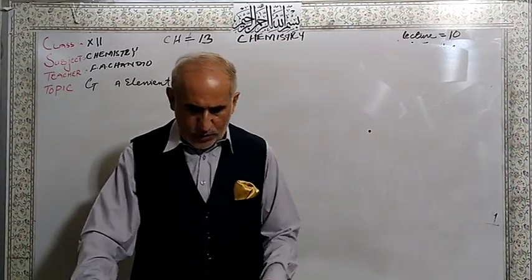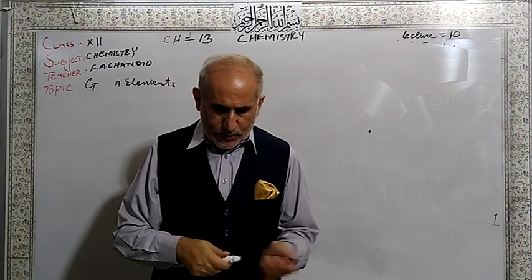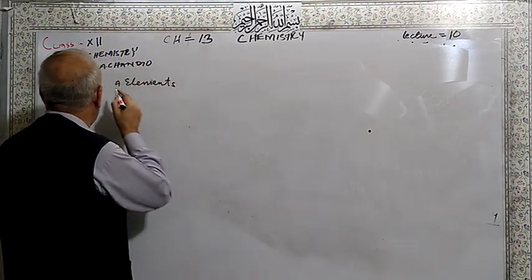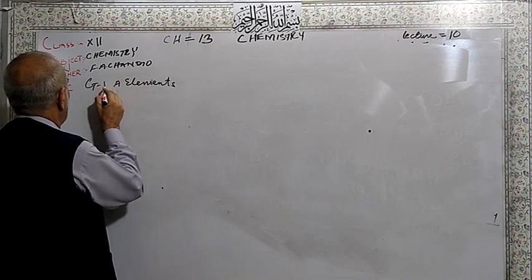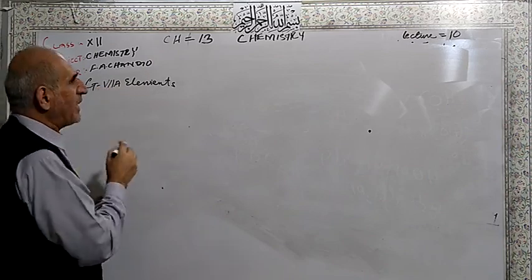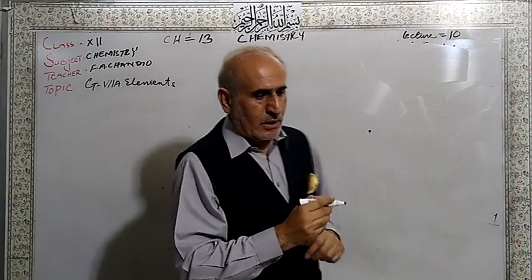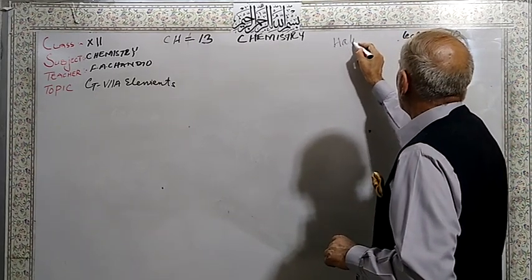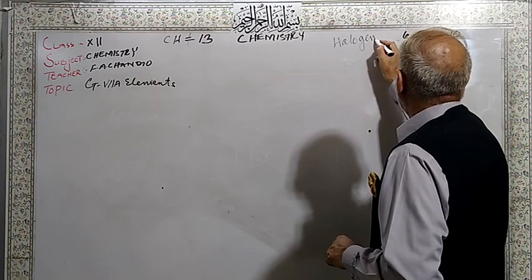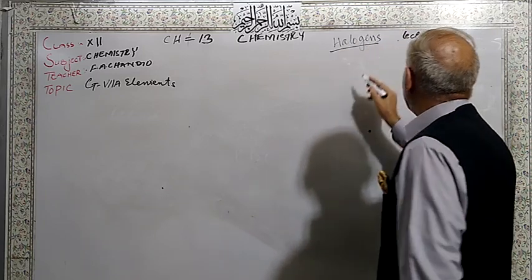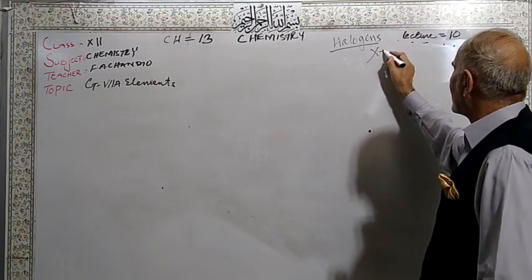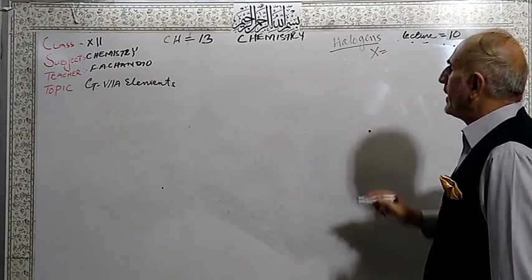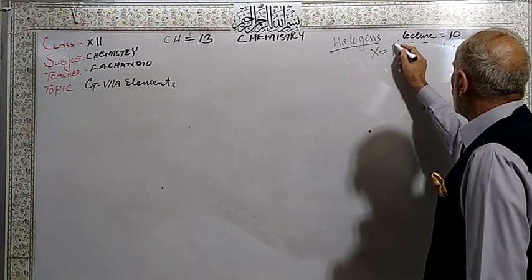Now I will give you an introduction. Now we start group number 7A elements. These 7A elements are called halogens, indicated by capital X.